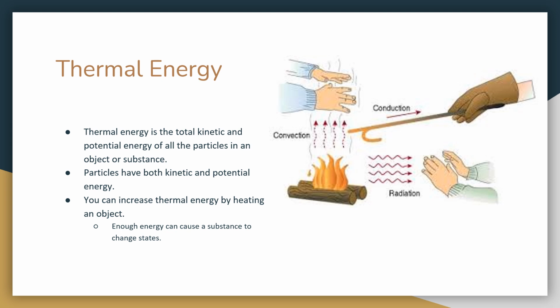So going into more detail, thermal energy is the total kinetic and potential energy of all the particles in an object or substance. Particles have both kinetic and potential energy, and you can increase thermal energy by heating an object. So enough energy can cause a substance to change states. Basically, if you heat an object, it causes the particles to move even more quickly, which causes more thermal energy.